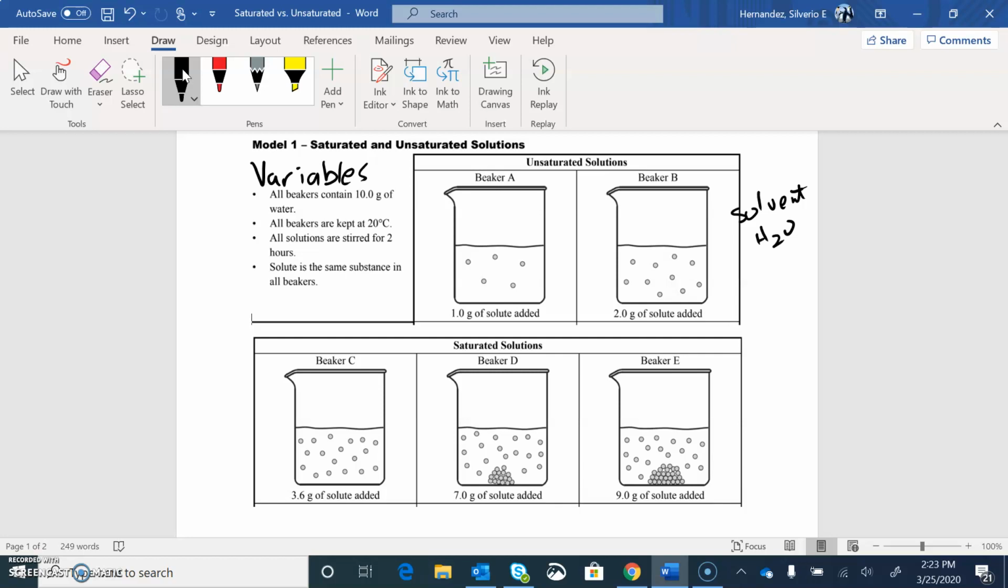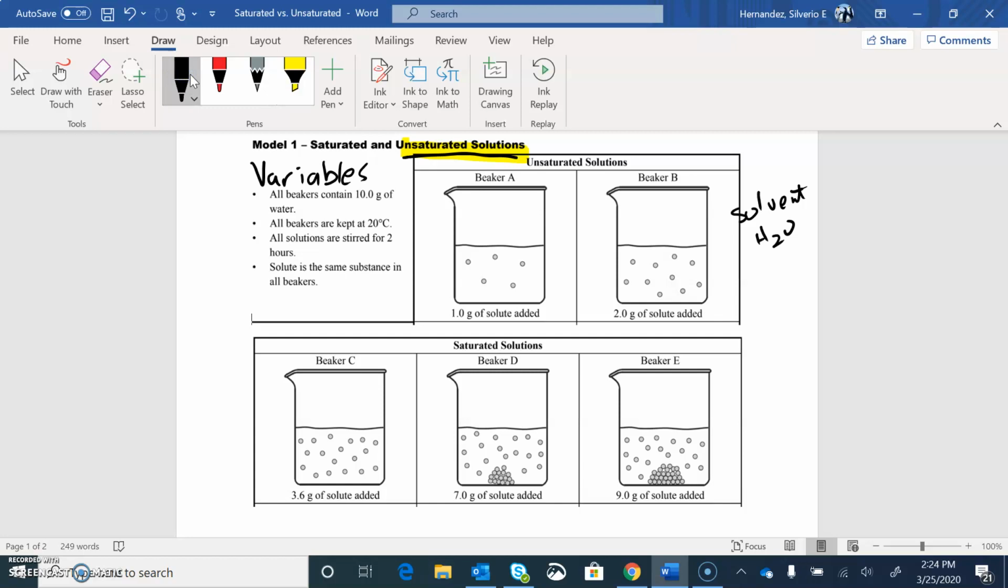All solutions are stirred for 2 hours. So each of these were stirred for 2 hours. And then the solute, the identity of these particles in each one of the beakers, is also the same. So those are the variables that are kept constant throughout each one of these beakers associated to this model. Now, two of these beakers can be classified as unsaturated solutions. So let's take a look at what those two beakers are.